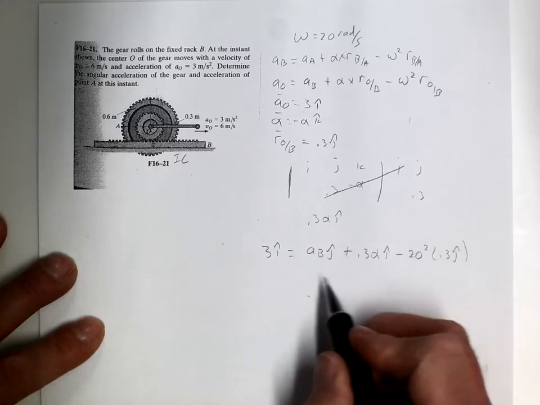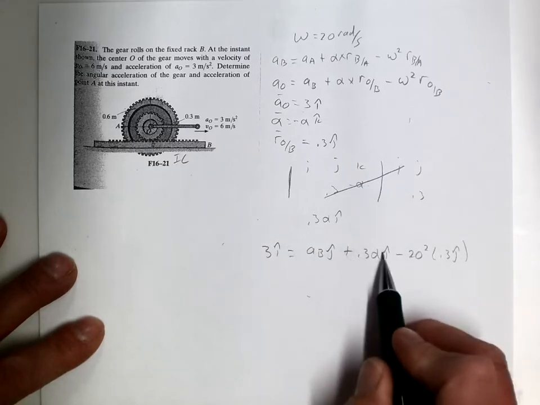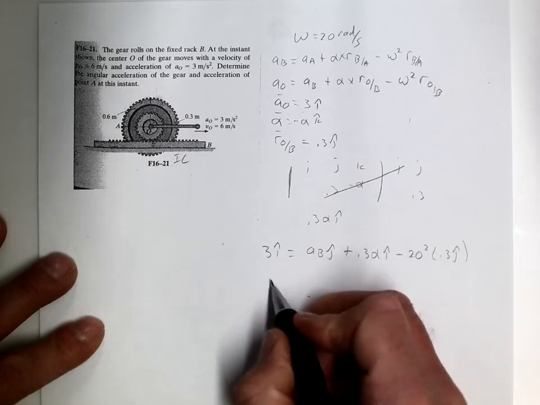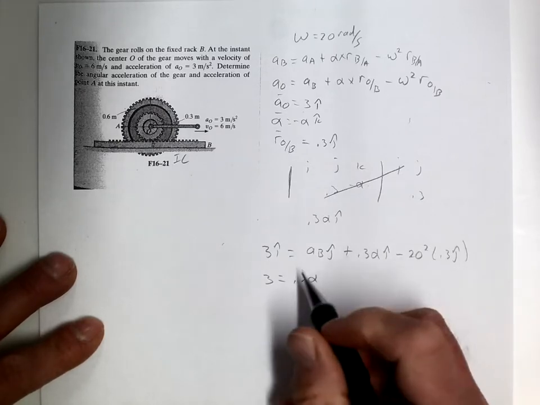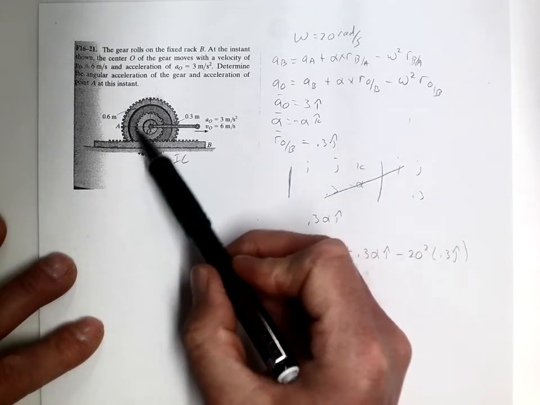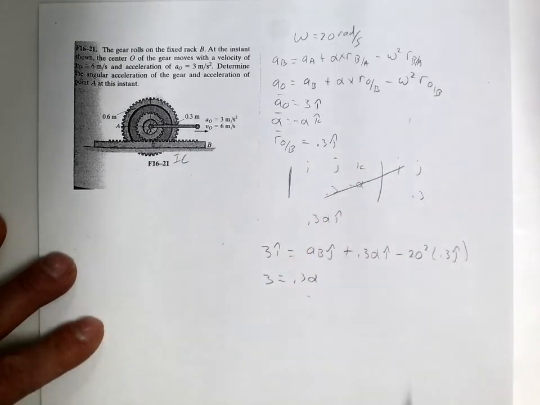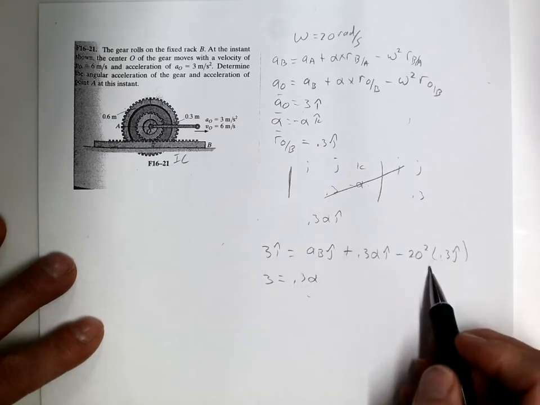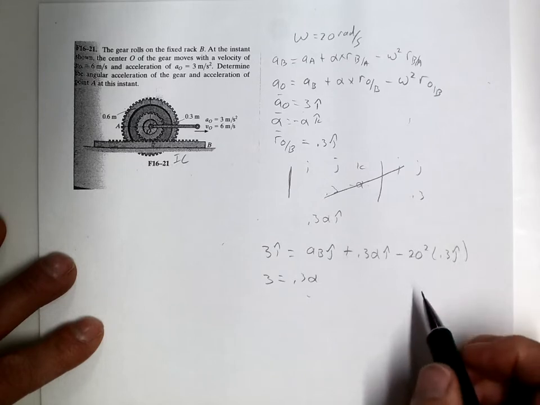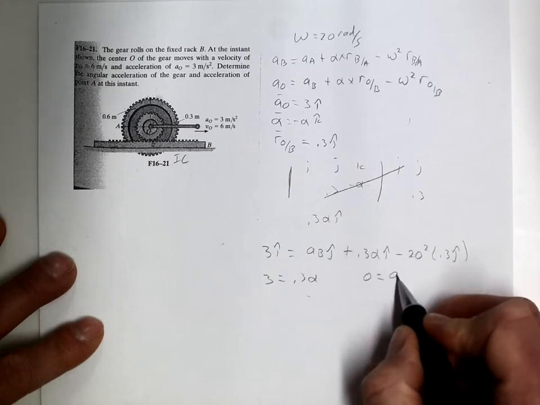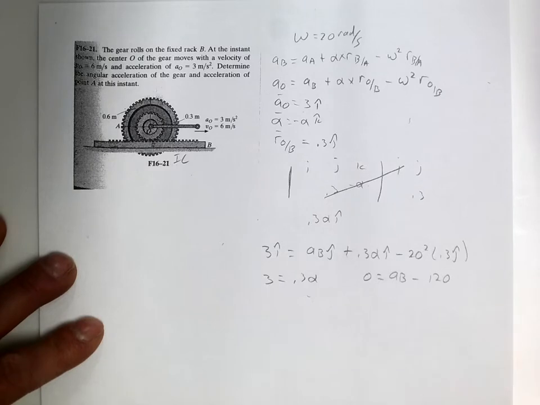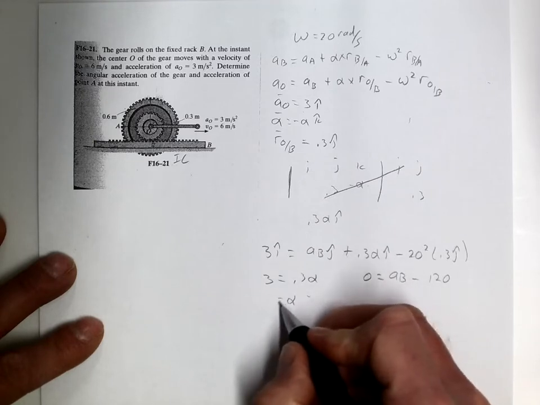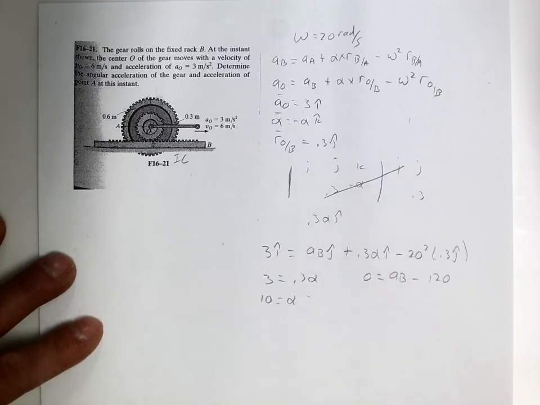Okay, so separating the I's and the J's, now we have 3 is equal to 0.3 alpha. Now what we're trying to get out of this is alpha, because once we know alpha for the gear, then we'll go from O to A and do the same thing over again. We could also solve for AB. We really don't need it, it's not asked for, but 0 is equal to AB minus 120, the 2 J's. And we could solve for AB equals 120. But what we're really interested in is alpha equals 10 radians per second squared.